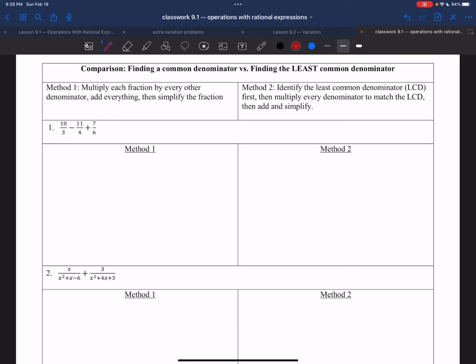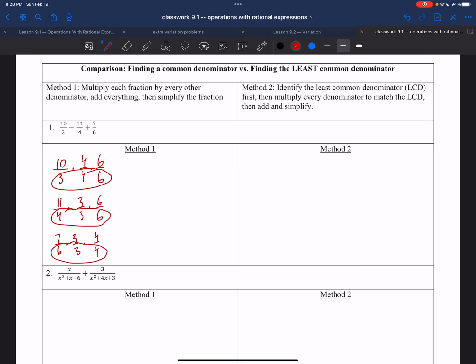So just to illustrate, it's kind of like taking 10/3 and multiplying by 4 over 4 and 6 over 6. That way your common denominator is 3 times 4 times 6, right? And then if you do 11 over 4 times 3 over 3 times 6 over 6, you again get this 3 times 4 times 6 thing. And then if you do 7 over 6 times 3 over 3 and 4 over 4, you get the 6 times 3 times 4.